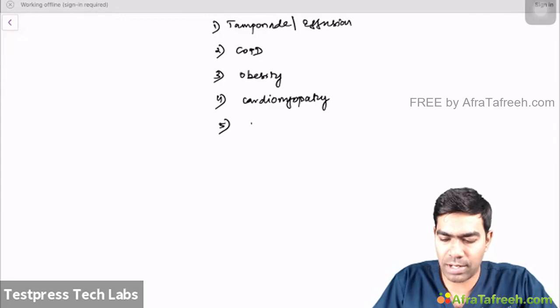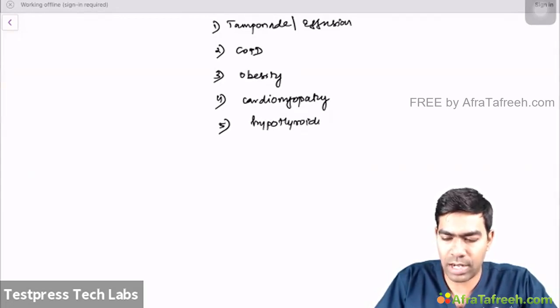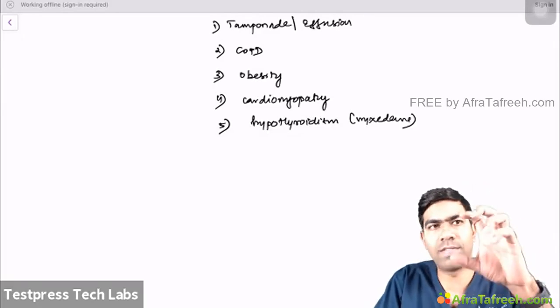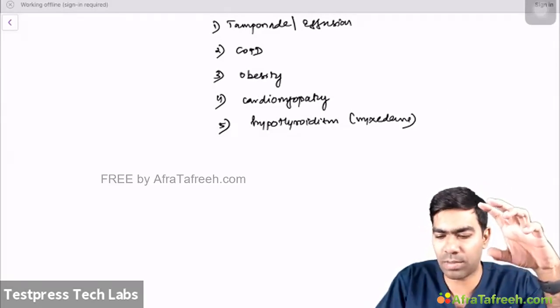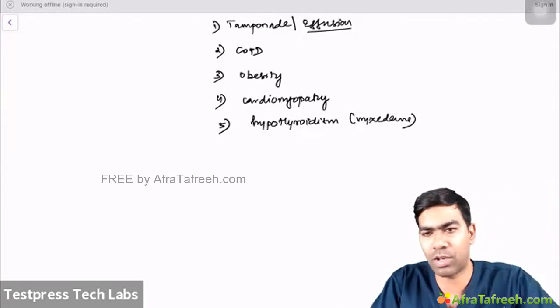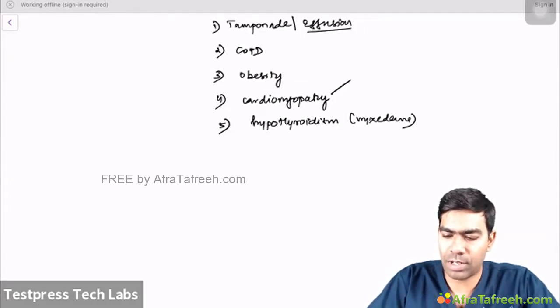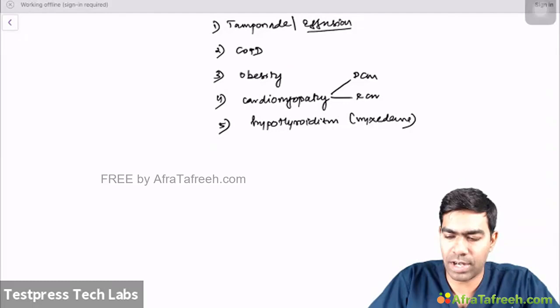Apart from that, hypothyroidism, because of a weakly contracting heart. Usually this kind of low voltage complex in hypothyroidism will be seen in myxedema only. Because hypothyroidism produces weak contractions, and at the same time hypothyroidism can produce effusion also. A lot of things can contribute to the development of low voltage complexes. Remember, cardiomyopathy can be either DCM, dilated cardiomyopathy, or even restrictive cardiomyopathy.